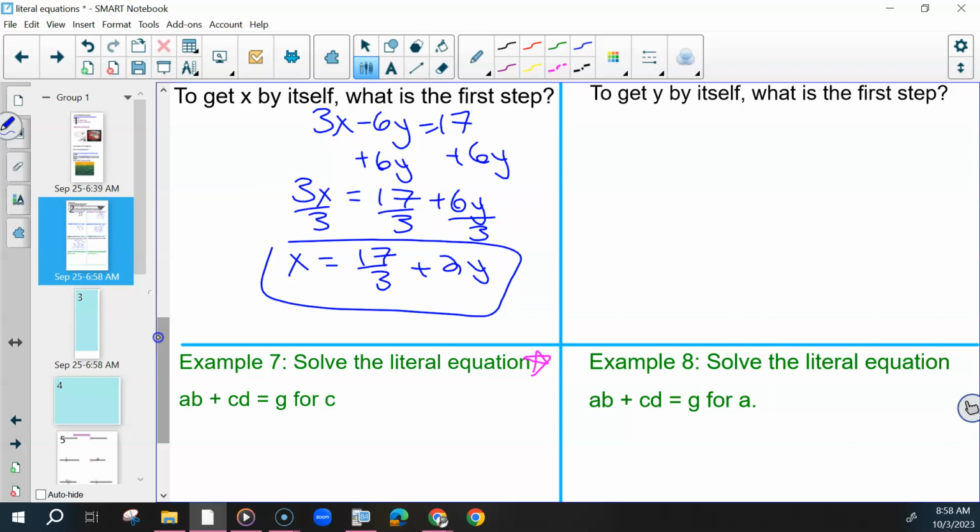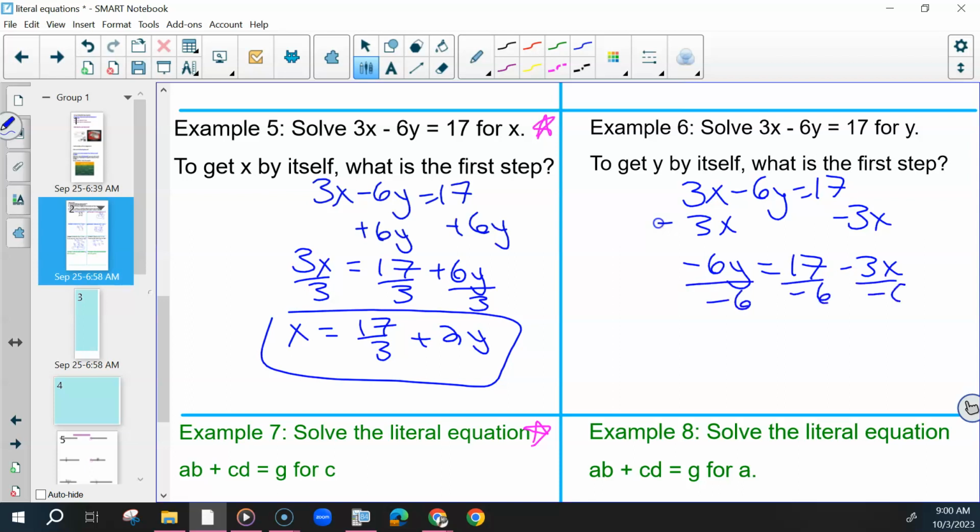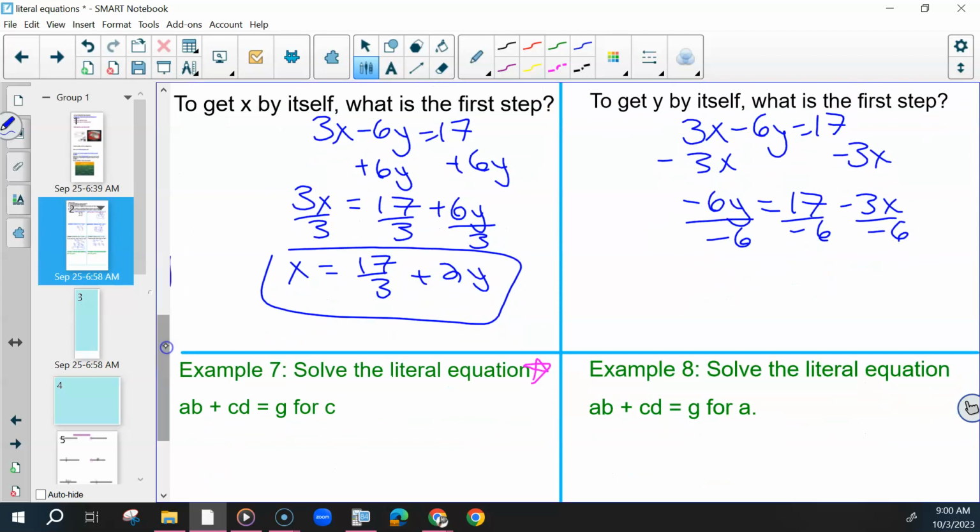I want you to take the next minute or so and do example 6. What would the first step for example 6 be? Minus 3x, both sides. Again, not like terms, we're just rewriting. And then to get y by itself, divide everything by -6. Because this is going to simplify, but be careful because all your signs need to change.